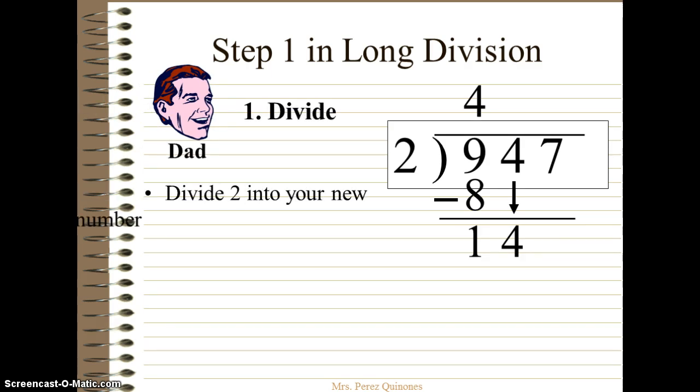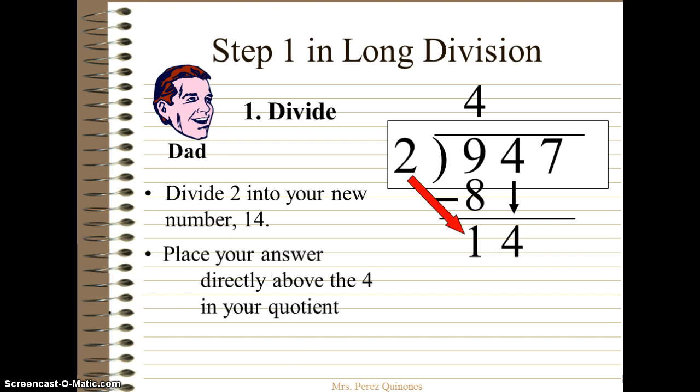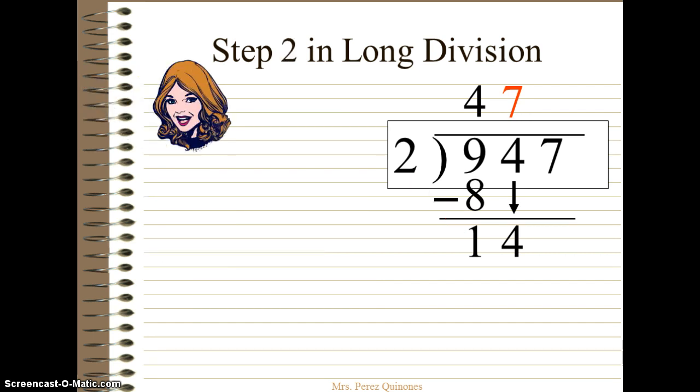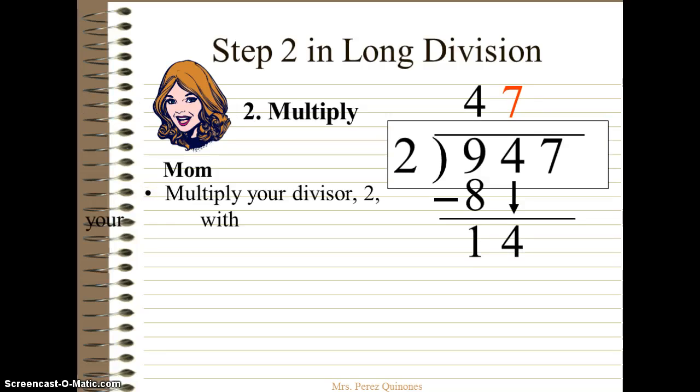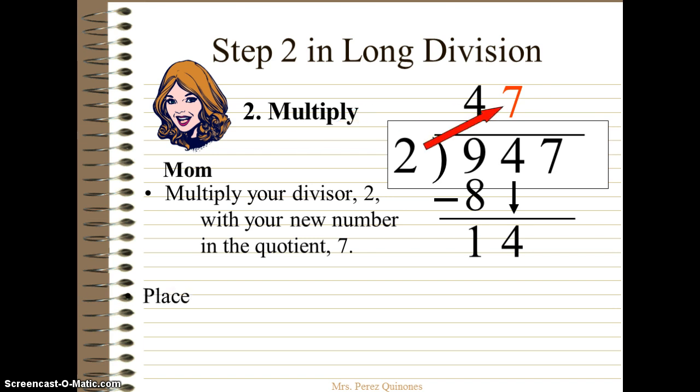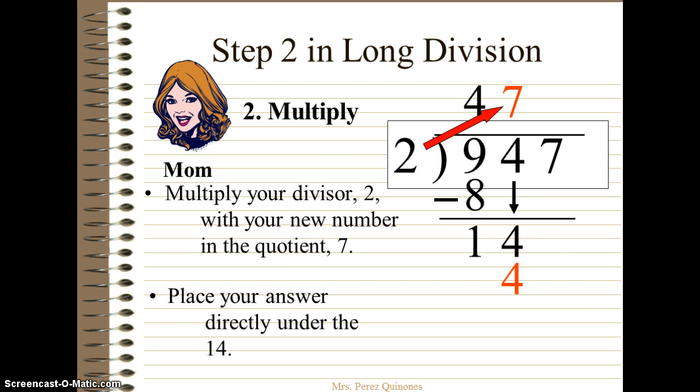We're going to divide. Divide 2 into your new number of 14. Place your answer directly above the 4 in your quotient. 2 goes into 14 7 times. Moving on to Mom. She says multiply. Multiply your divisor 2 with your new number in the quotient, 7. Place your answer directly under the 14. 2 times 7 is 14.